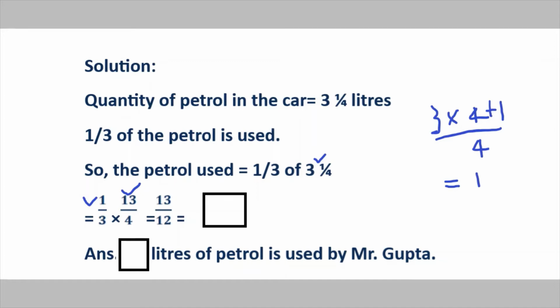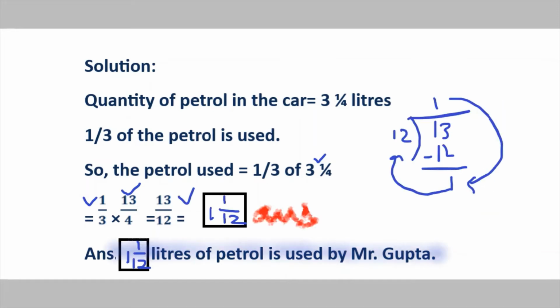3 1 by 4 is converted into an improper fraction. 3 4s are 12 plus 1, 13 by 4. So the denominator is 4 and the fraction is 13 by 4 in improper fraction. So now we have to find 1/3 of 13 by 4. So we multiply 1 by 3 by 13 by 4. 1 into 13 is 13 and 3 into 4 is 12. So we divide 13 by 12 on our rough side. So we do division here.